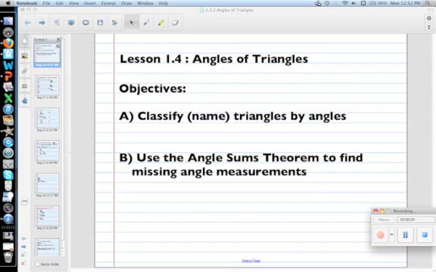So in tonight's lesson, we worked with angles of triangles, we named triangles by their angles, and we used the angle sum theorem to find missing angle measurements. At this time, review any part of the video before taking your quiz at Schoology, and we'll see you next time.